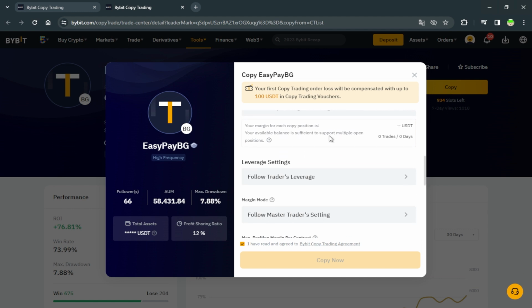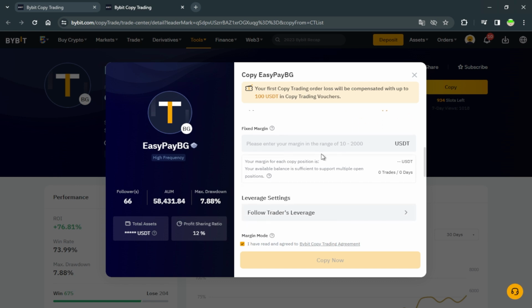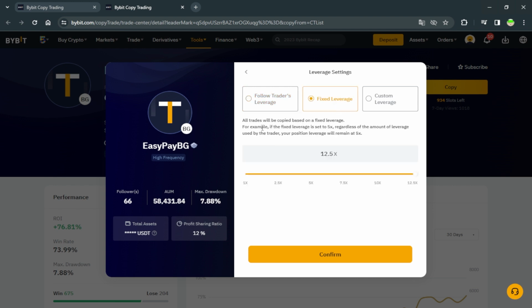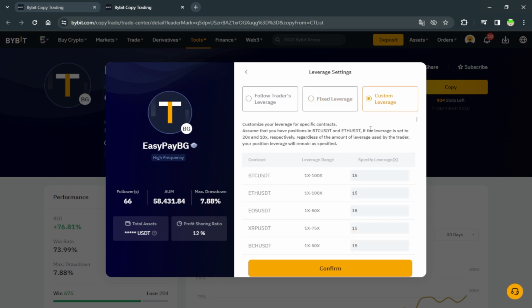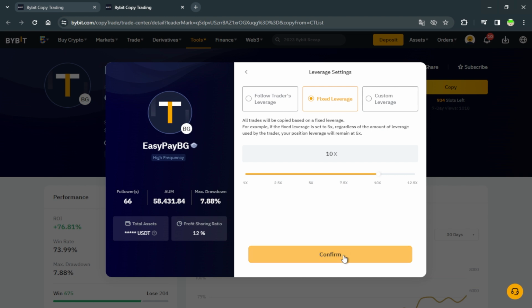Also, what else is important in the settings? Select advanced copy mode. And here we can choose fixed margin as well. Let's say 20. Next, see what's most important. Here we choose whether or not we subscribe to how the trader sets their leverage. We choose fixed leverage. Because all of a sudden, again, the trader is going to get something in his head and he will want to recoup his losses with a large leverage. We will always have a fixed leverage. Let's say 10. So we'll always enter the trade at that leverage. We can also customize this and choose a different leverage for each individual contract. We set this parameter, let's say 10.